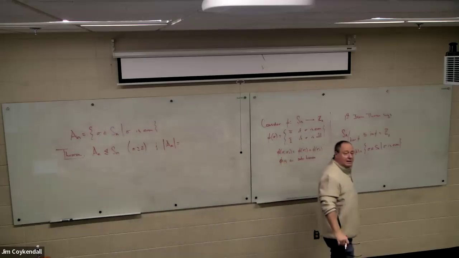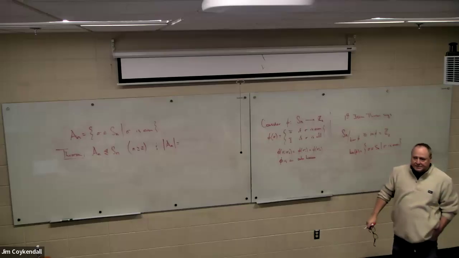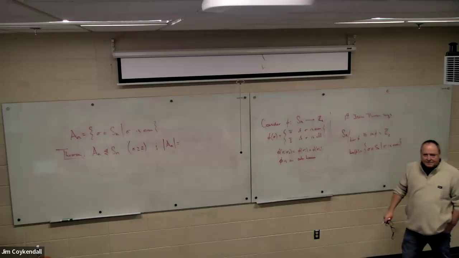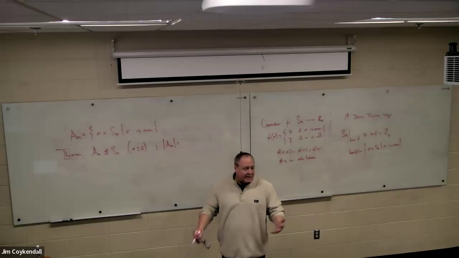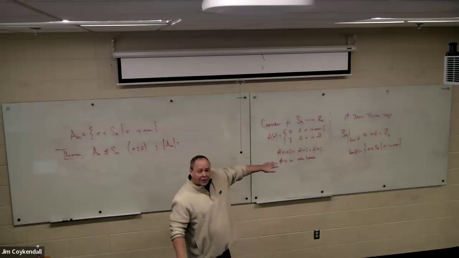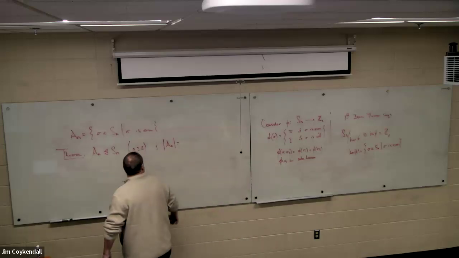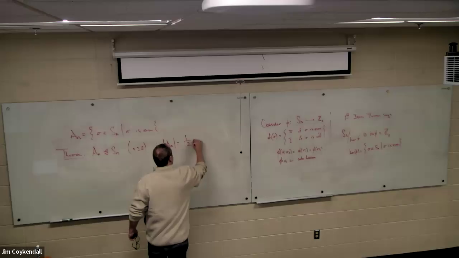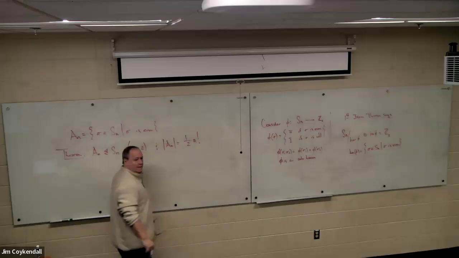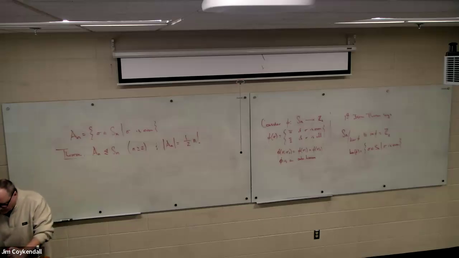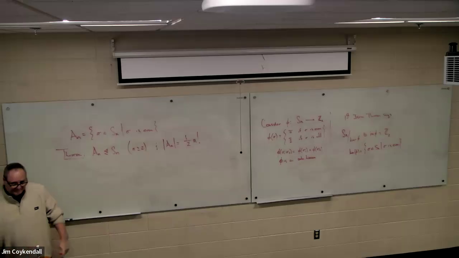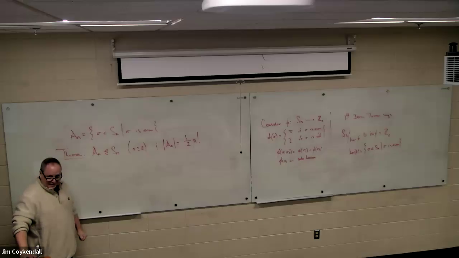By the way, how big is An? That's right. It's half of Sn, as you might expect. The even permutations versus the odd. This also follows from the first isomorphism theorem. Okay. Any questions on that?